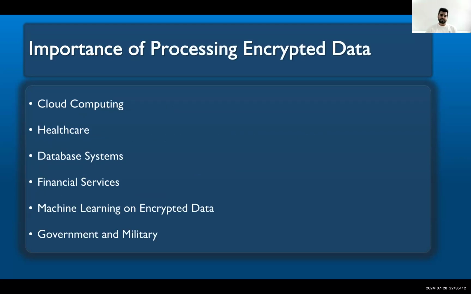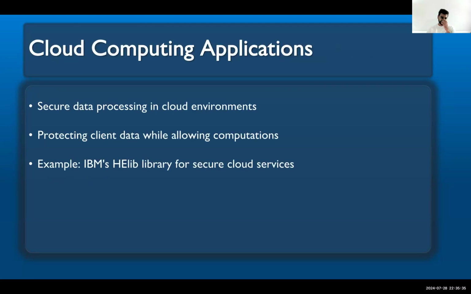And about the importance of this processing, they find their ways in many fields such as cloud computing, healthcare, database systems, financial services, machine learning on a dataset which is encrypted, and the most important one is government and military. First one is cloud computing. For example, HElib by IBM is a library to do some computation on data that is stored in a cloud.